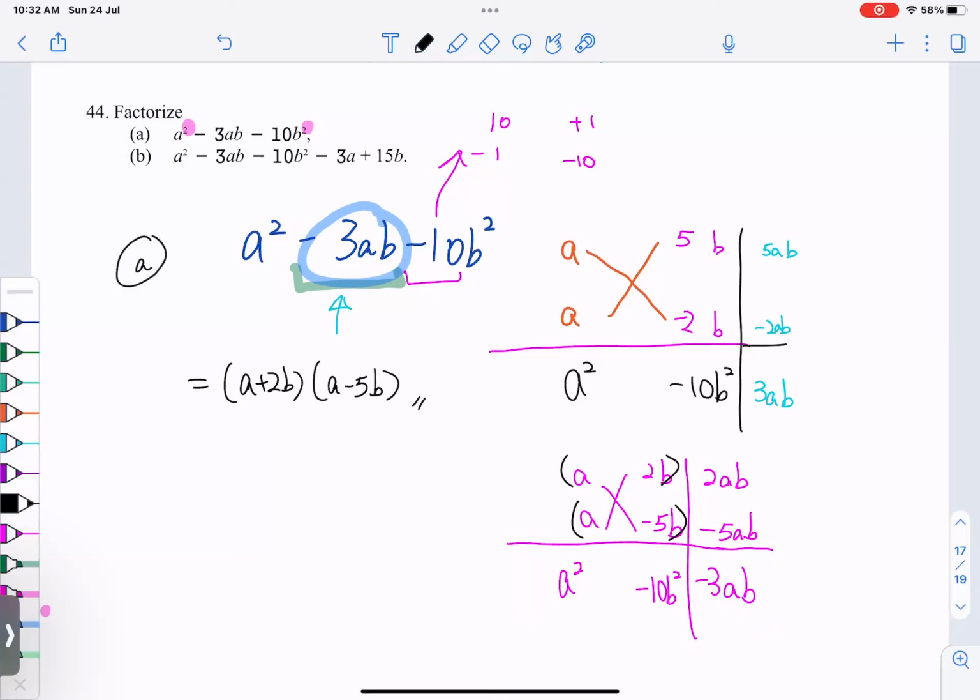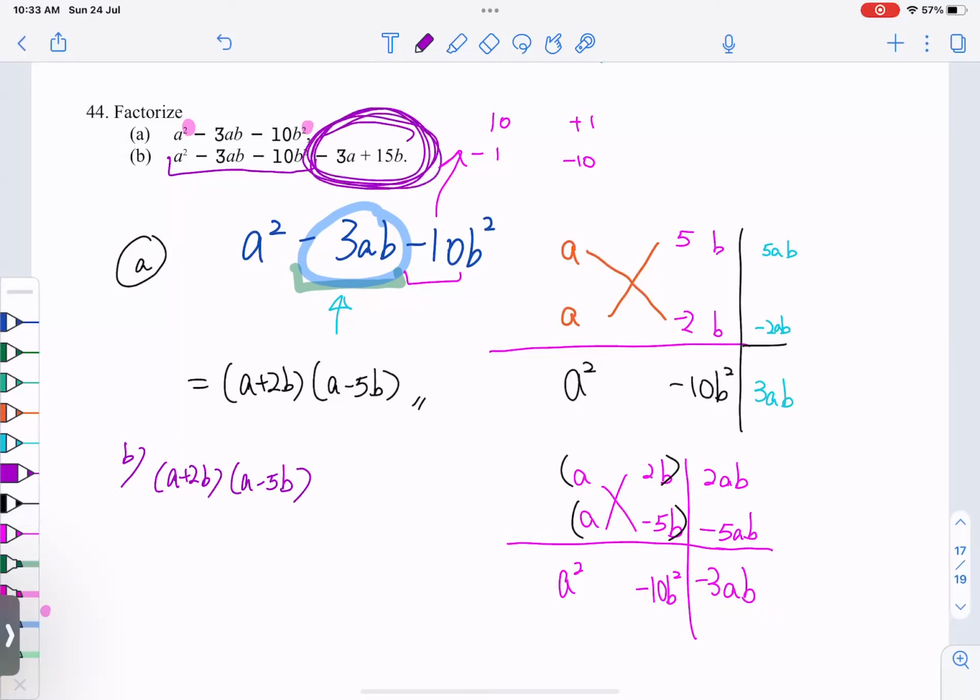How about part B? Let's continue just directly here. So this part is actually the same as part A. So you can write that down. A plus 2b, a minus 5b. How about the other way? Anything common? Yes, 15 can be divided by 3 as well. So 3 is common. What else is common?